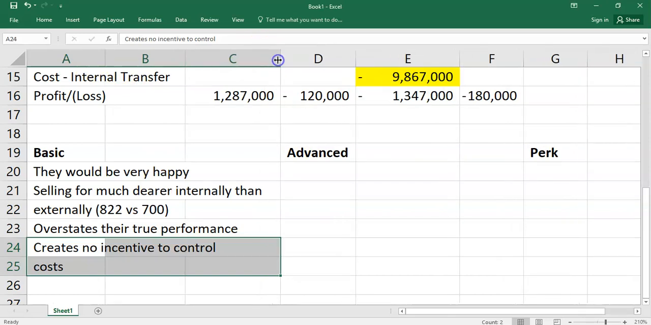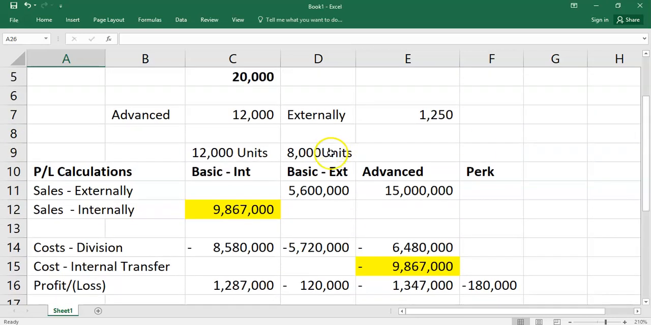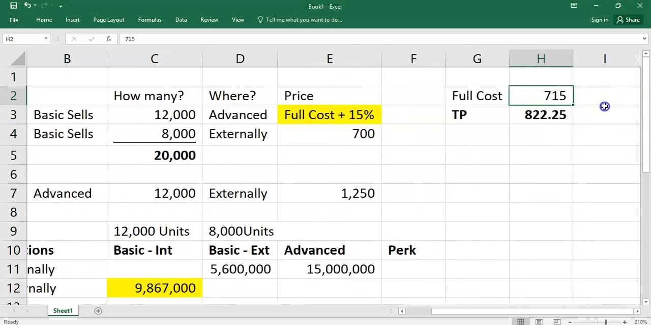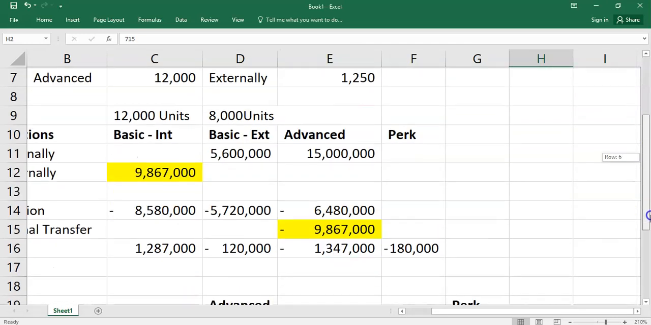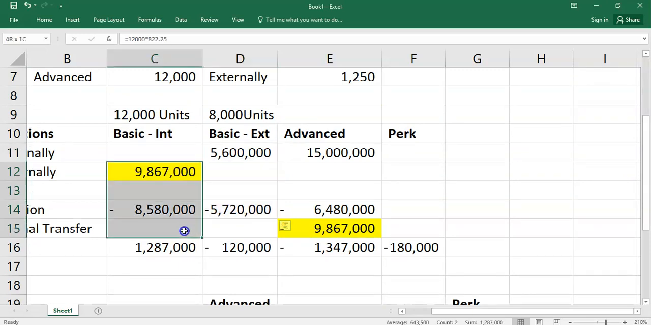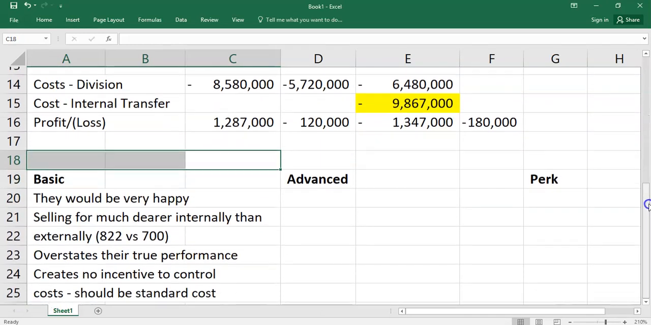So if you are ever setting a cost-based transfer price, it should be standard cost, not actual cost, because otherwise there's no incentive. And think about it, why that's reflective. If you look at what price they can actually get on the external market, they can only get 700. Whereas we know the full cost of a product for Basic is 715. So they're actually losing money based on the market price they can get for third parties, and it's compensated by the price that they're getting internally. So this suggests it's a very dysfunctional transfer price.